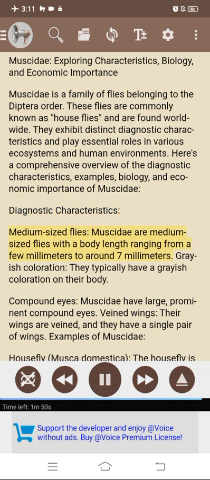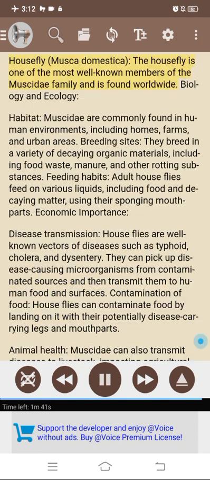Diagnostic characteristics. Medium-sized flies. Muscidae are medium-sized flies with a body length ranging from a few millimeters to around 7 millimeters. Grayish coloration. They typically have a grayish coloration on their body. Compound eyes. Muscidae have large, prominent compound eyes. Veined wings. Their wings are veined, and they have a single pair of wings. Examples of Muscidae. Housefly, Musca domestica. The housefly is one of the most well-known members of the Muscidae family and is found worldwide.